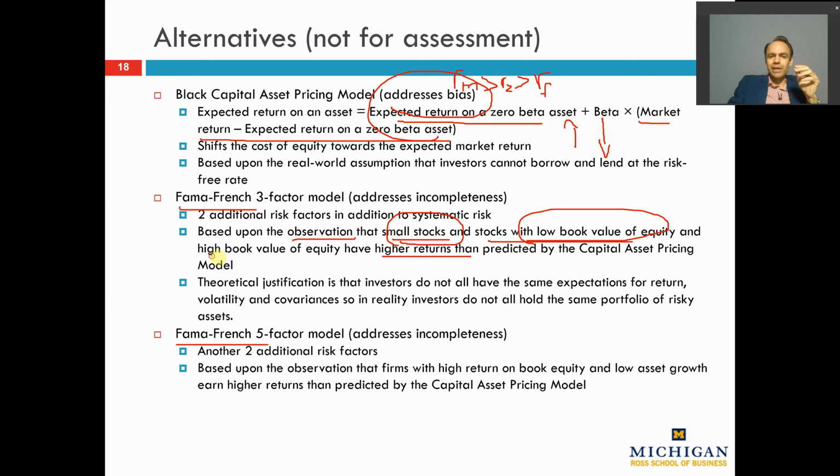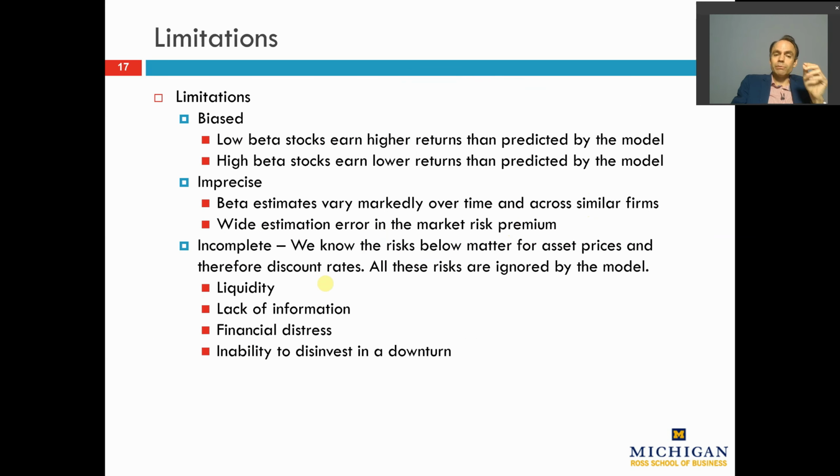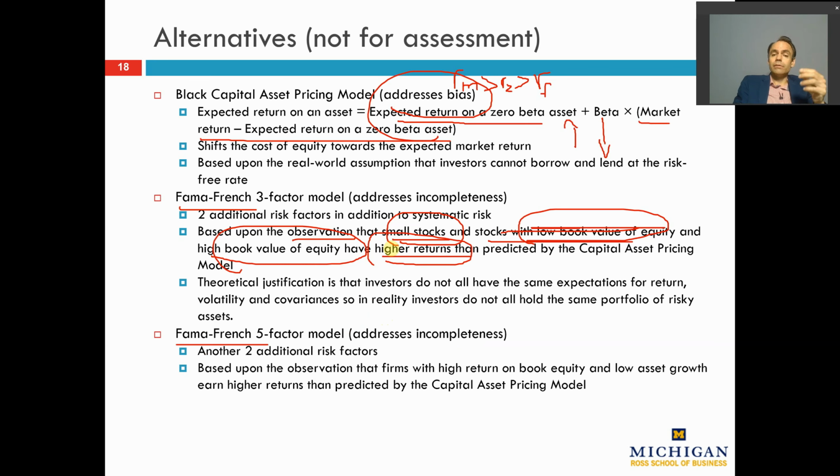That should just read stocks with a high book value of equity compared to market value. Small stocks and stocks with a high ratio of book value of equity compared to market value of equity have higher returns than predicted by the capital asset pricing model. And that's because these small stocks and these high book to market stocks are stocks that researchers have determined are more exposed to financial distress, they're more exposed to an inability to disinvest in a downturn, and they're more exposed to a lack of information. So those characteristics, size and the book to market ratio, are proxies for information risk and inability to disinvest in financial distress, and on average they earn higher returns.